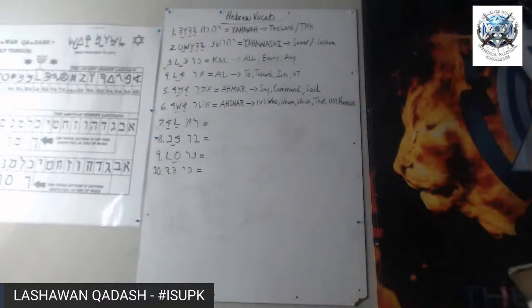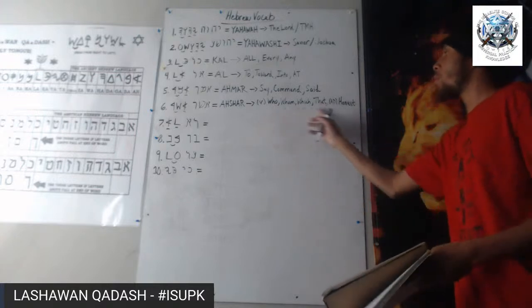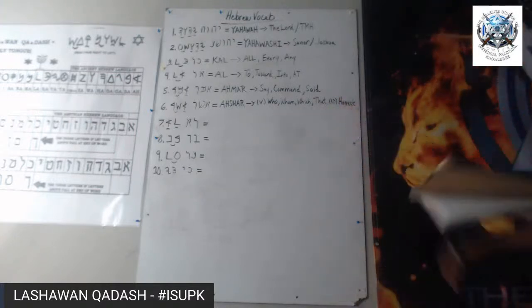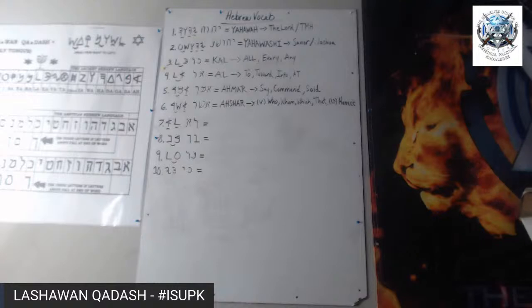Okay. Who, whom, which, that, as a verb, an adjective is going to be honest. Adjective. All right. I got it.